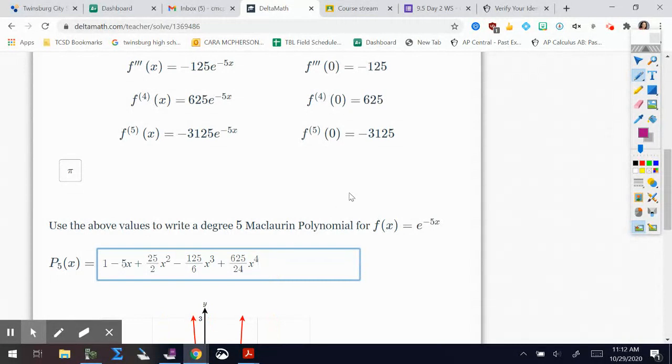And then finally, negative 3,125 divided by 5 factorial. 5 times 4 times 3 times 2 times 1 is 120. You're welcome to use a calculator. I don't even know if you can just type in the factorial key. I'm not really sure. Haven't tried it.